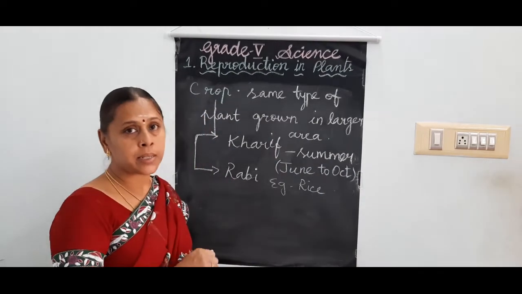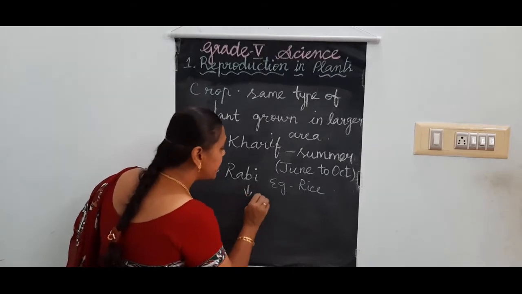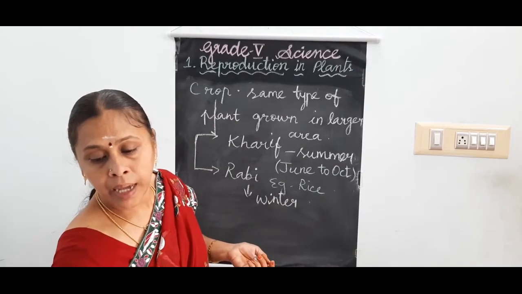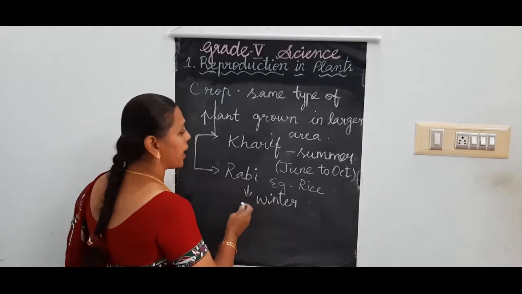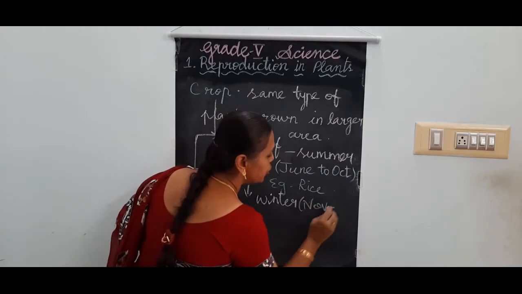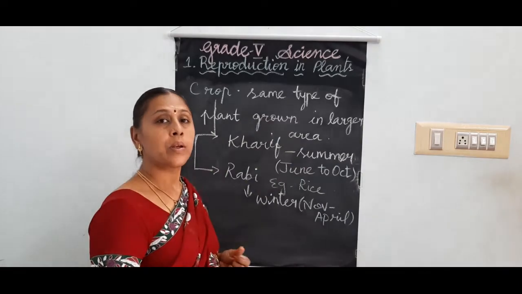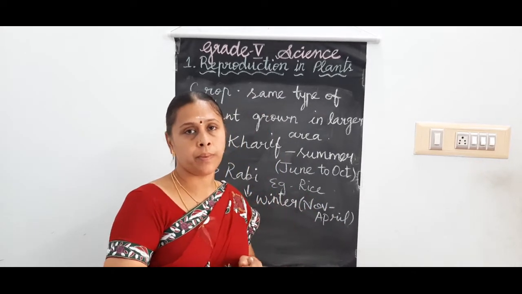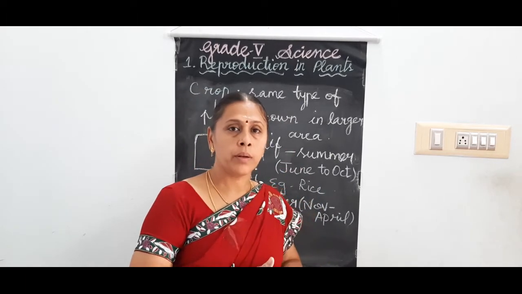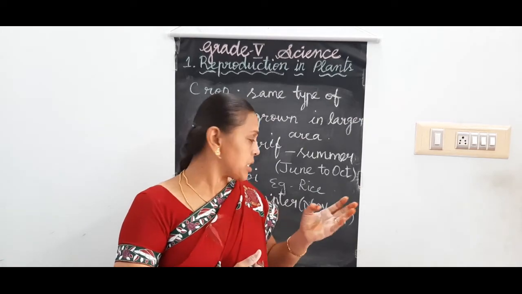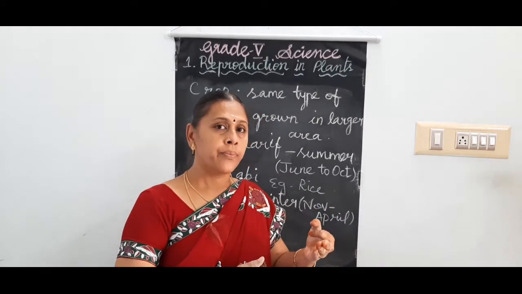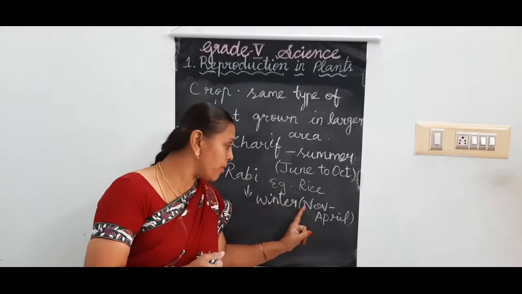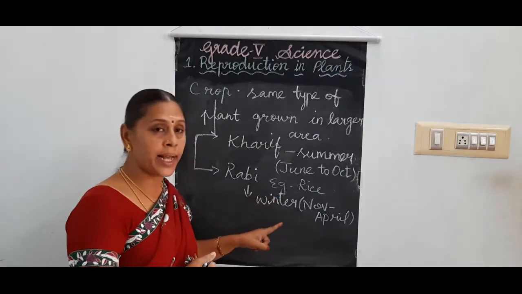Another one, Rabi crops. That means they grow in the winter season. That is from the month of November to April. From November, the cold season will be there. We call it the snowy season. In our place there will not be snowfall, but mist will be formed. You could feel the chillness. So it starts from November, December, January, and up to April it will be moderate. So those crops that grow during these months from November to April are called Rabi crops. It is also called winter crops.